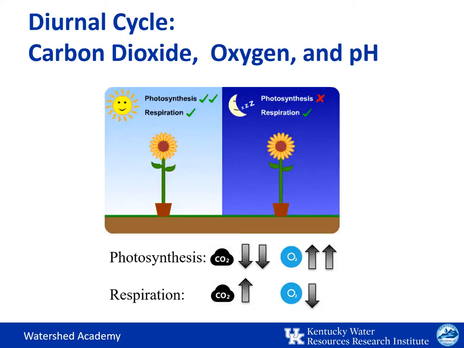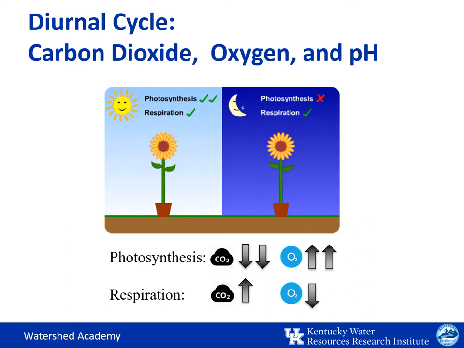Dissolved oxygen levels, as well as pH and carbon dioxide levels, have a daily cycle of fluctuation called the diurnal cycle. This cycle is caused by two processes in algae and aquatic plants, respiration and photosynthesis. Respiration is the process in which energy is consumed to power the cells. It occurs both day and night. During respiration, plants, just like animals, consume oxygen and give off carbon dioxide.